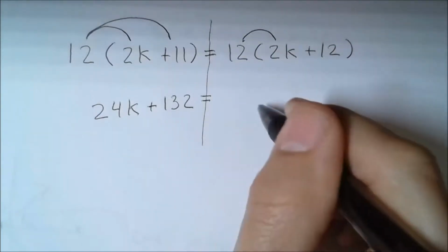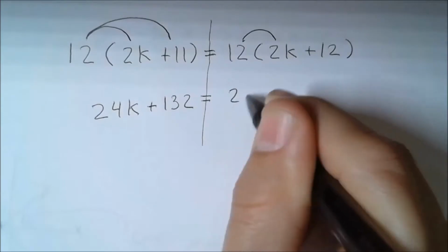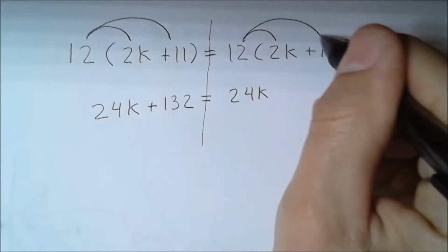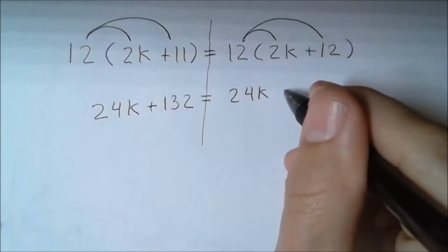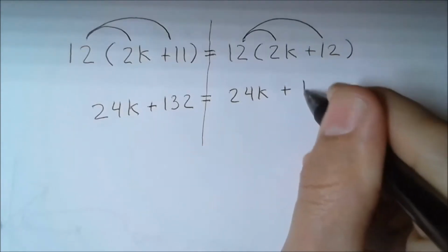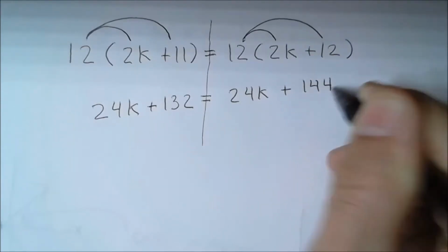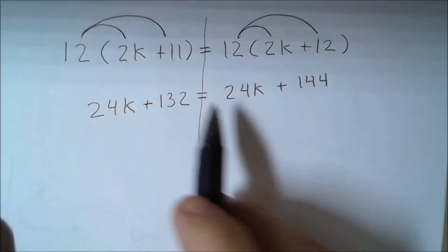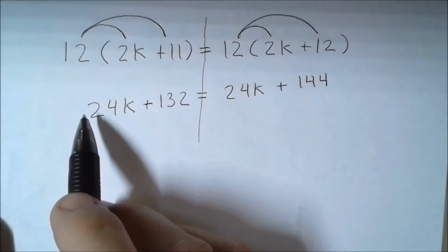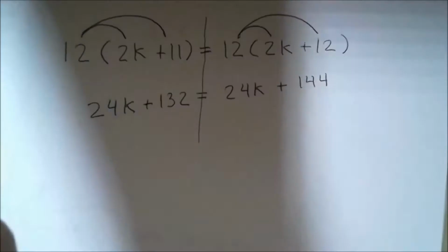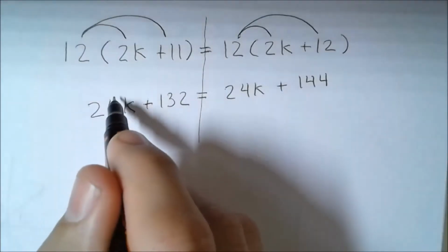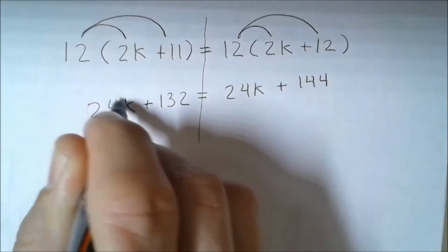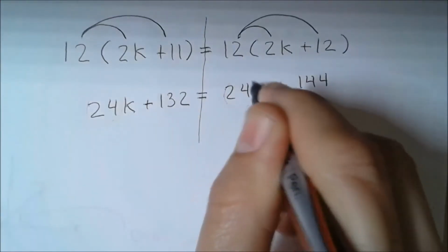And that's going to give me 24k, and then I'm going to distribute it over here to this other 12, and that's going to give me plus 144. So what I'm hoping at this point is that you're looking at this thinking y equals mx plus b, right? And if this was y equals mx plus b, I want to show you something. This 24 right here would represent our slope, and this 24 would represent our slope.